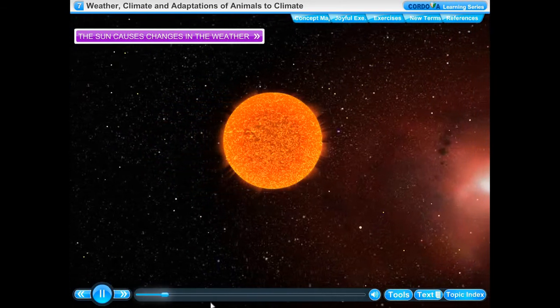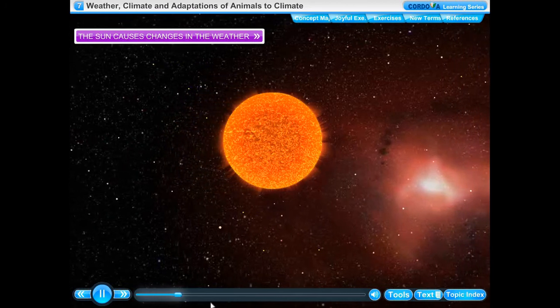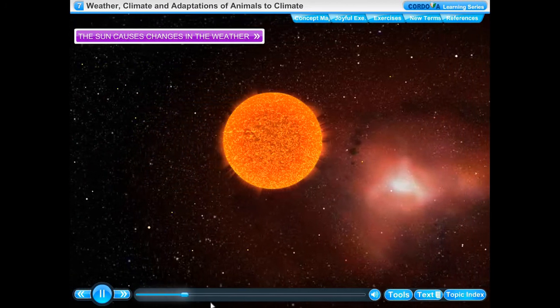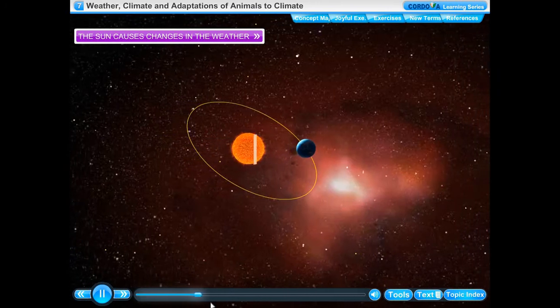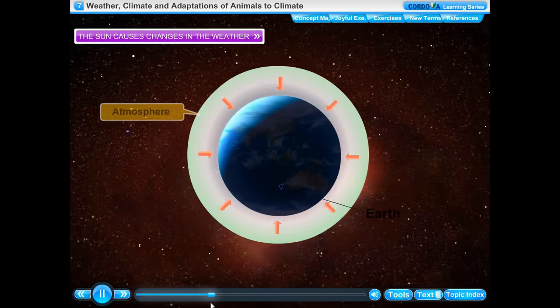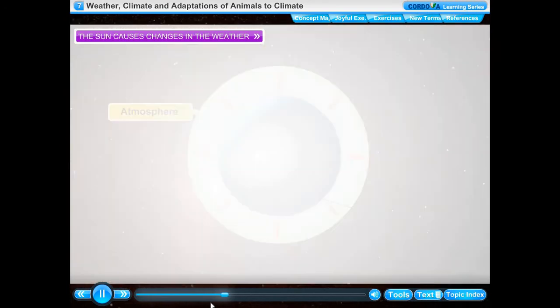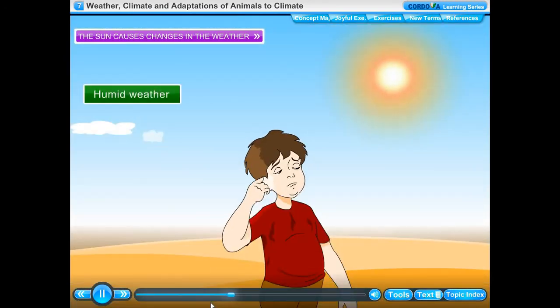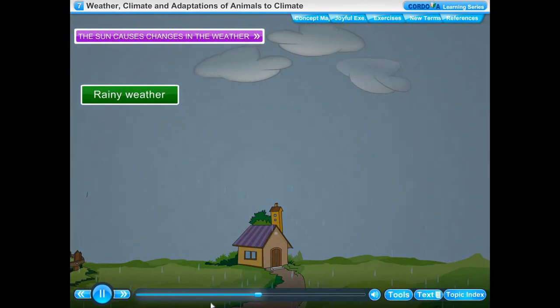The sun is a huge sphere of hot gases at a very high temperature. It is the source of all heat and light on the earth. Sun's heat absorbed and reflected by the earth's surface, oceans, and the atmosphere play important roles in determining the temperature at any place. If there is a lot of water vapor or moisture in the air, we say that the weather is humid. If there is rain, we say that the weather is rainy today.